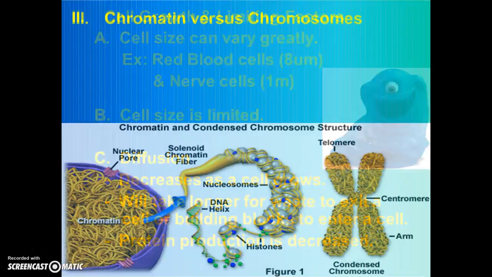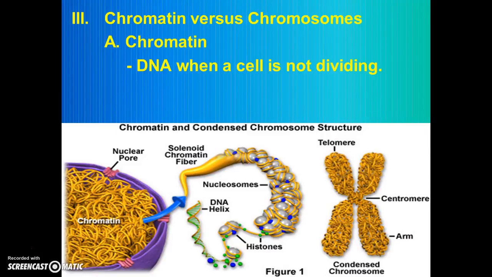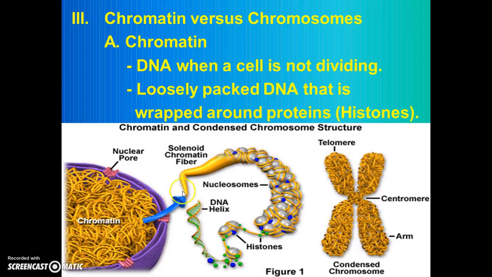Although some people may think chromatin and chromosomes are interchangeable, they're not. Chromatin is DNA when the cell's not dividing. It's basically this over here. It's this big, jumbled, spaghetti-looking stuff, and so it's loosely packed and wraps around proteins, or histones.